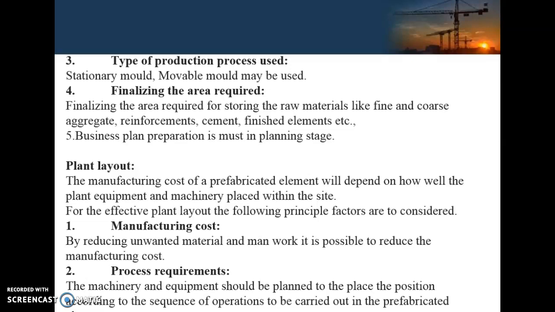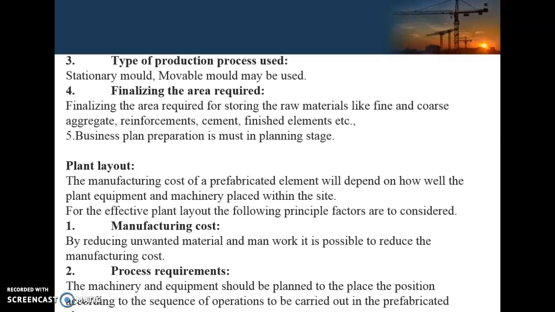Then let's move on to the plant layout. What is plant layout? The manufacturing cost of the prefabrication element mainly depends on the plant equipment and machinery placed within the site. Plant layout first depends on the manufacturing cost. By reducing the unwanted materials and unwanted manpower, the manufacturing cost is much more reduced.